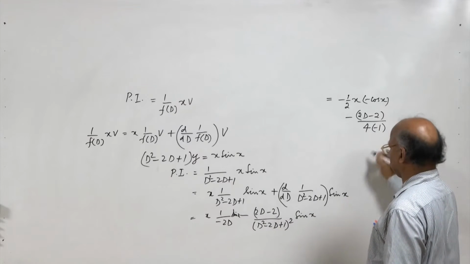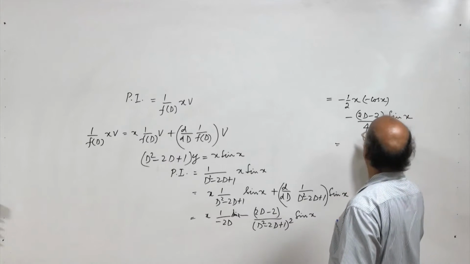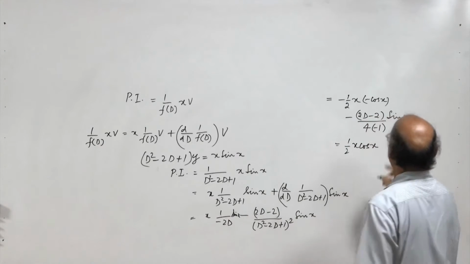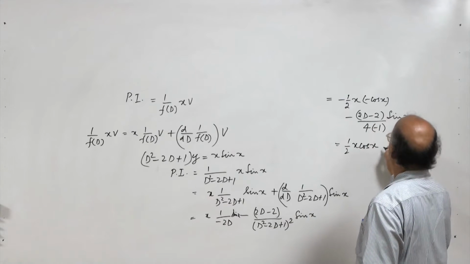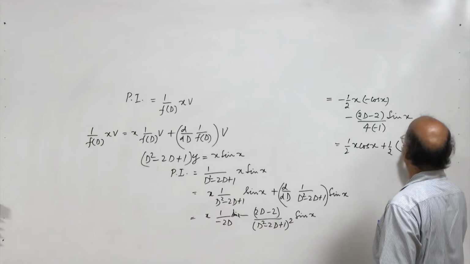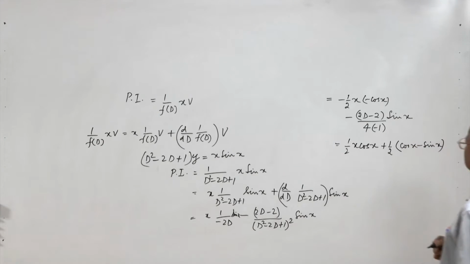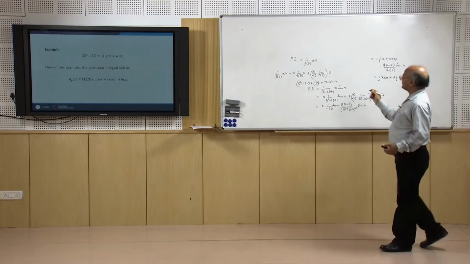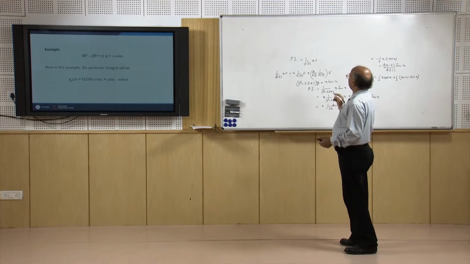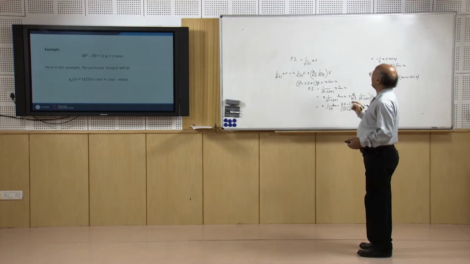So we get minus 1 sin x, and this will then be equal to 1 by 2 x cos x, and minus minus becomes plus 2D. So 1 by 2, and then D minus 1 will operate on sin x, will give you cos x minus sin x. So this is the particular integral in this case. Now, this formula is generally avoided because of the complexity of this formula. We use an alternate method to determine the particular integral in case of functions where we have x into V.